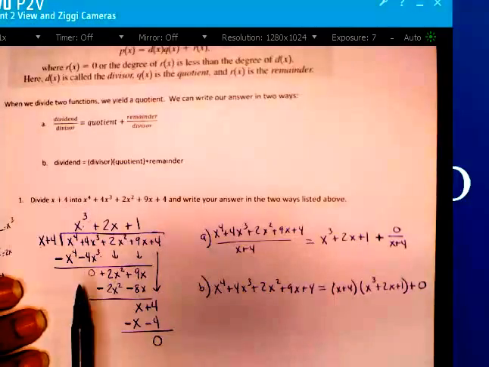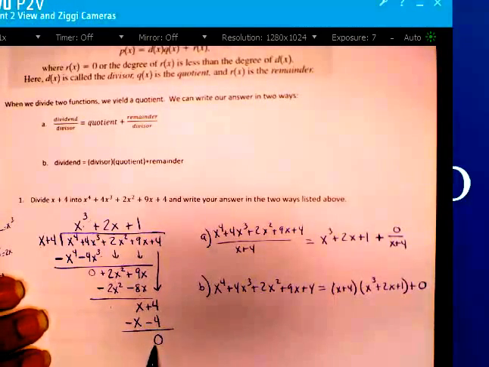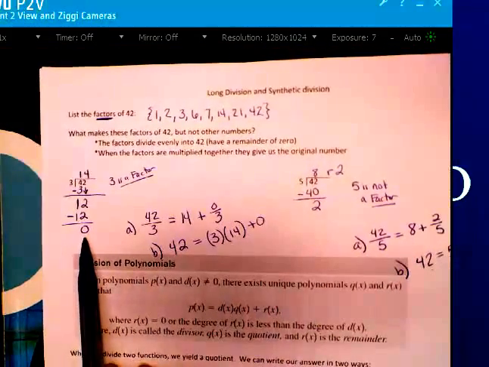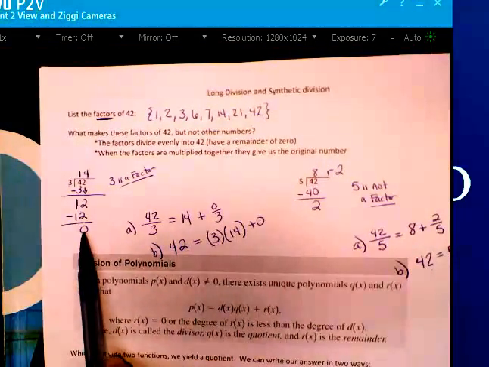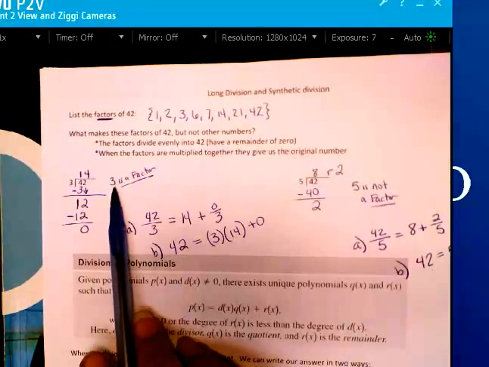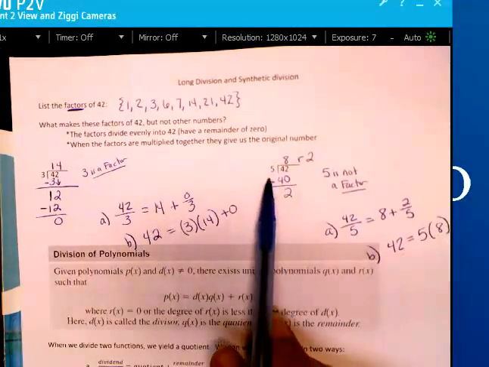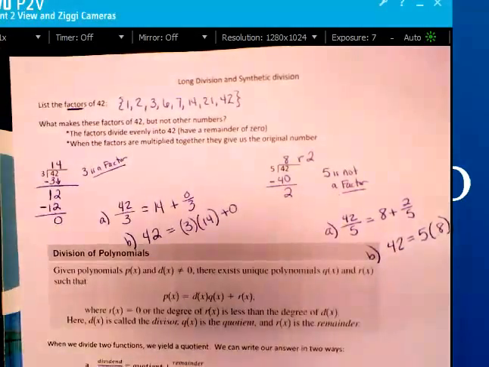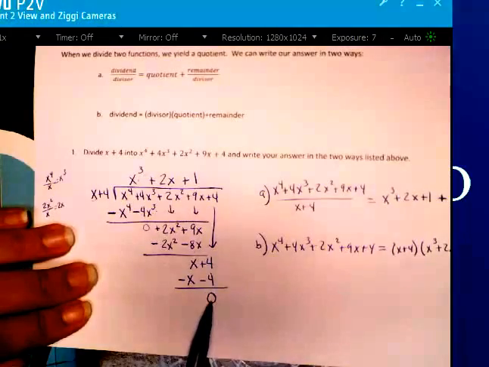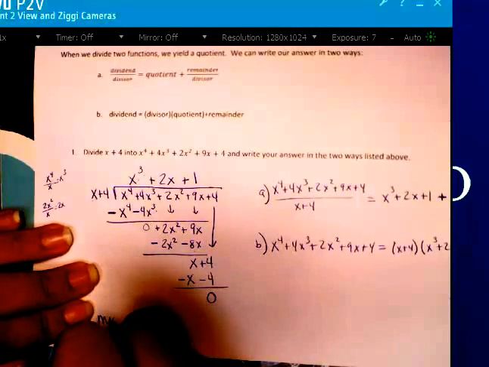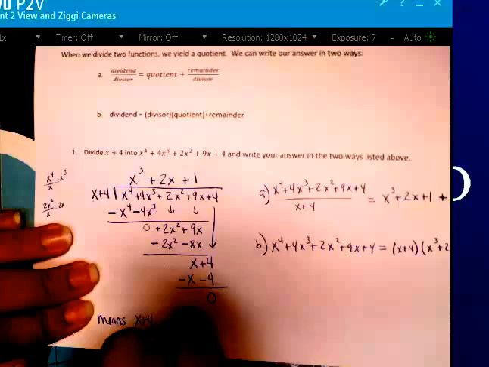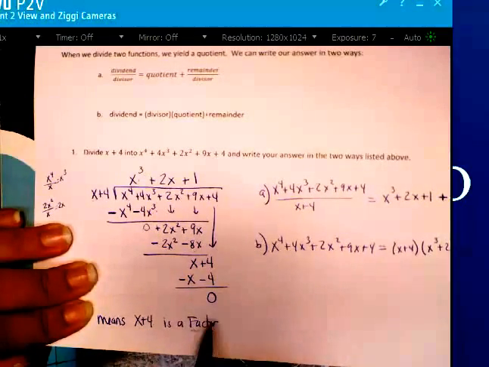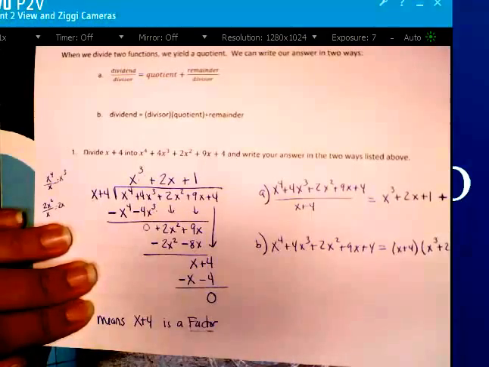Okay, what we're going to move on to next is what it means when we have this divided by 0. Again, I want to keep connecting it to what you know. When we divided 3 into 42, we ended up with 0, which means that 3 was a factor. When we divided and did not get a 0, that meant that 5 is not a factor. So how that connects down here is that here we have a 0, which means that x plus 4 is a factor. When it's a factor, it means that it divides evenly into this polynomial.